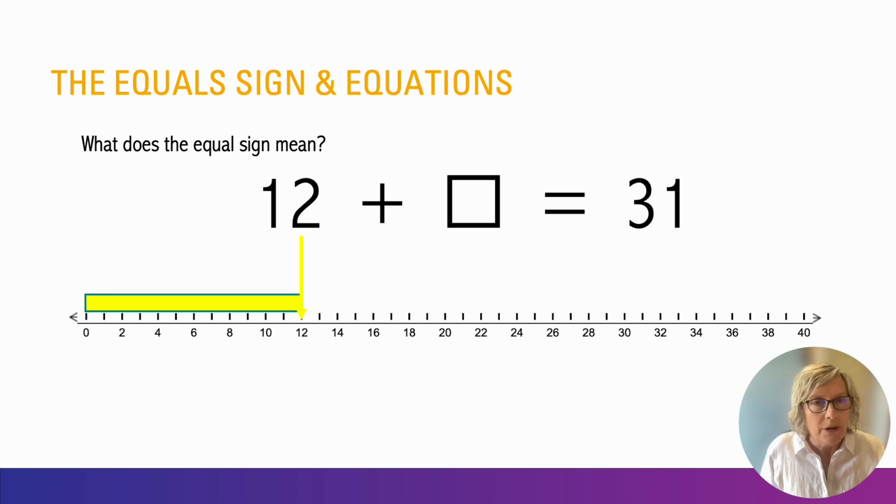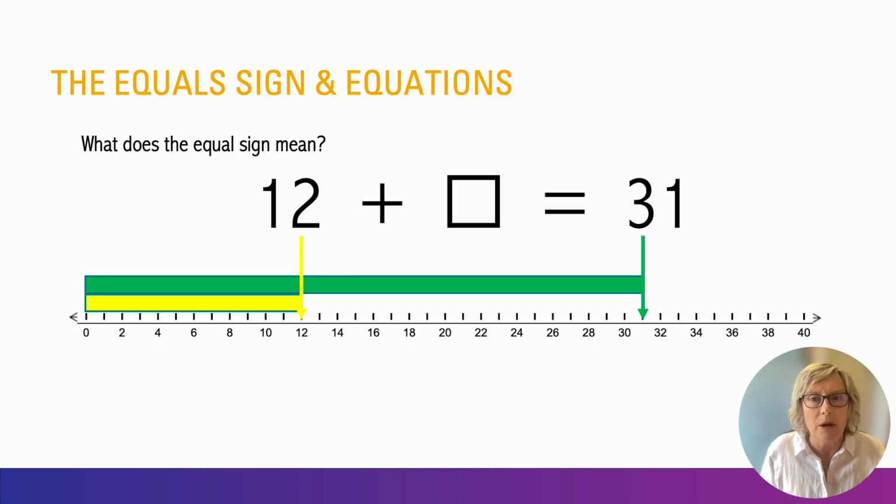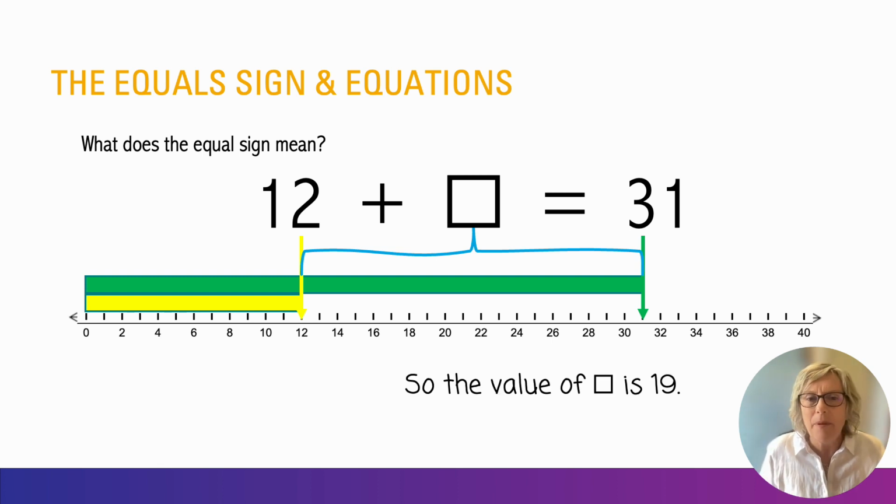What else do we know? Well, we also know the whole is 31. So cut a strip to represent 31 and again mark it on the number line. The unknown part is now clearly represented and can be highlighted using brackets. Students can now calculate the value of the unknown by either counting or subtraction.